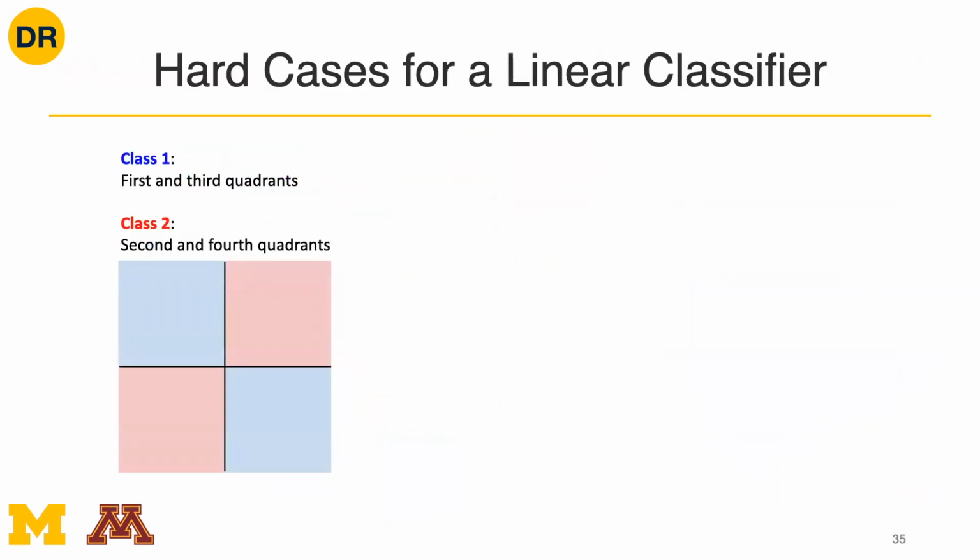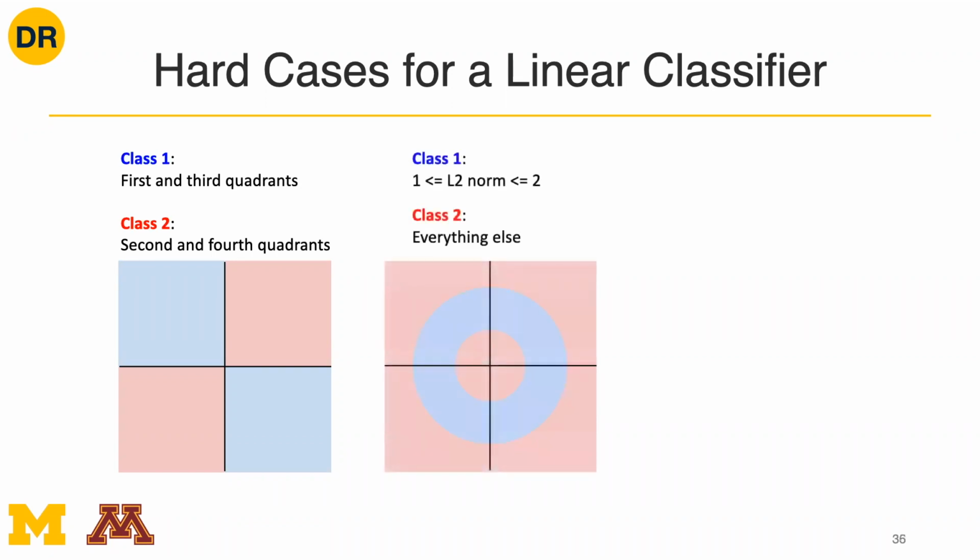Okay, so some hard cases in the linear classification. This is probably easier, or you probably need another dimension to think about this, but this is one of the hard cases. You have the first and third coordinates being part of one class, and the second and fourth being part of the other class. How do you figure out a plane that would do this classification? The other hard case is, for instance, let's say you have a ring within which it's class 1 and the other is class 2.